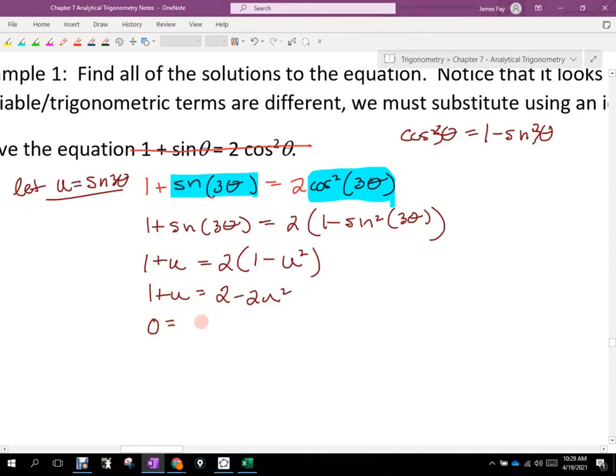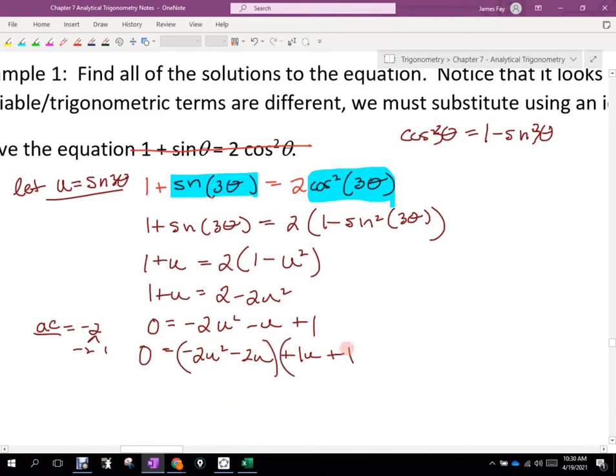I'm going to factor that, right? So I'm going to get everything equal to 0 here. So it'll be negative 2u squared minus u plus 1. Now you factor it. And if I'm going to factor this one, the AC method probably works the best. That's going to give me negative 2u squared minus 2u plus 1u plus 1. Group the first two, group the last two.